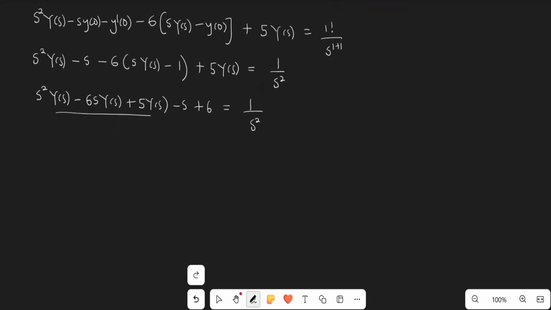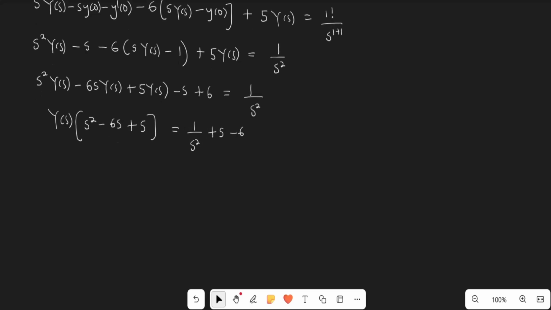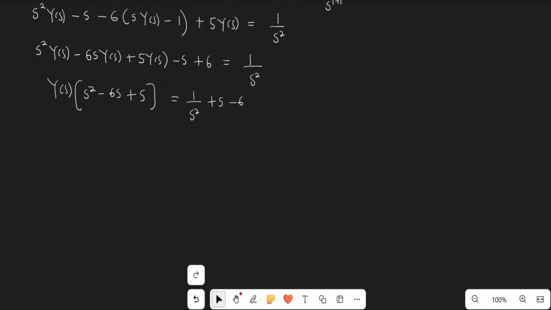But then we have to factorize Y of s, the Laplace transform of y of t, and this is left with s squared minus 6s plus 5, and this is equal to 1 over s squared plus s minus 6. That is taking these to the right hand side. Now we have to simplify this. On the right hand side, you are going to get s to the third minus 6s squared plus 1, all over s squared. That is just multiplying by the LCM, which is s squared.